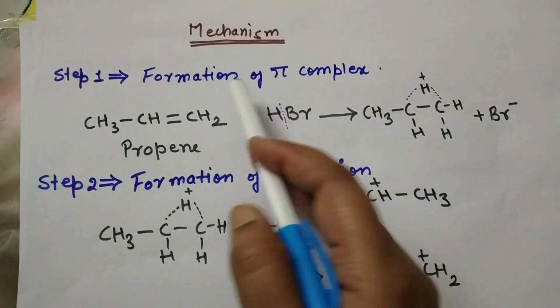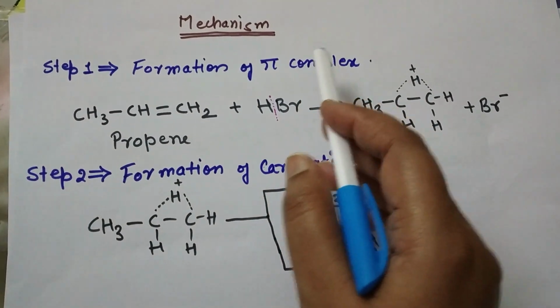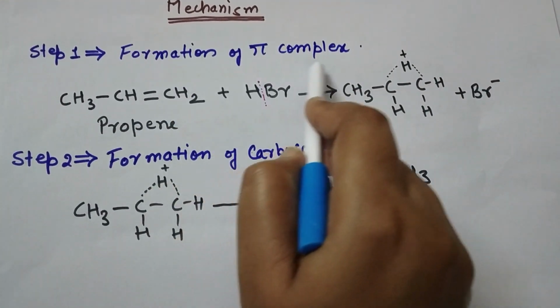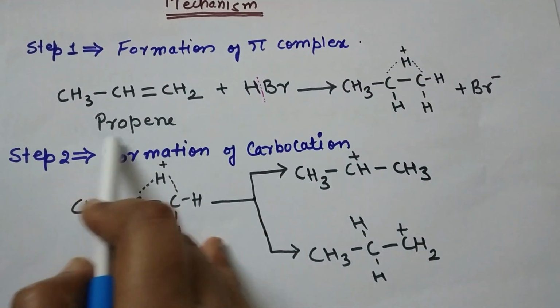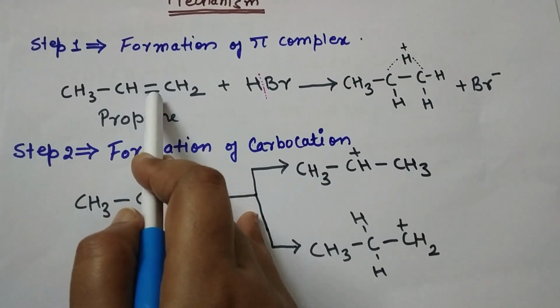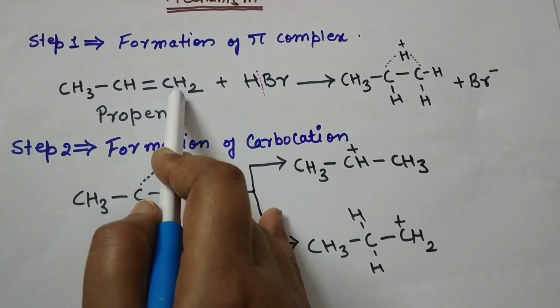Let's see the mechanism for Markovnikov rule. You can see in the first step there is a formation of pi complex. This is propene, the unsymmetrical alkene. Here this is the double bond present on the propene.